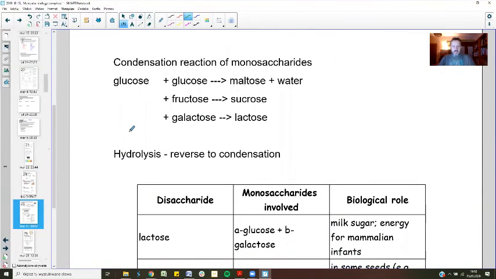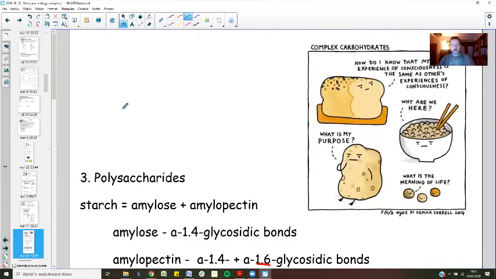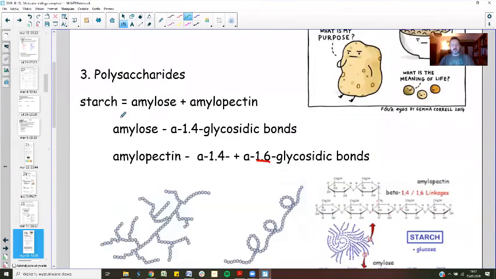Okay, this table shows you more details in case of the structure of disaccharides. So what exactly monosaccharides are used to build them, and what is their role in different organisms. I would like to move to polysaccharides now. So more complex carbohydrates, from which the first one is starch.